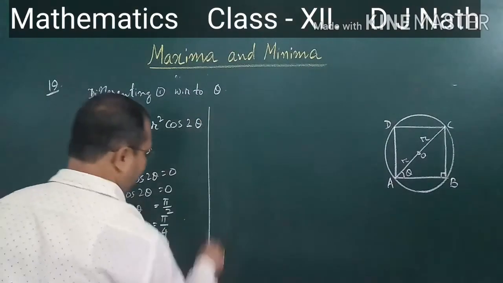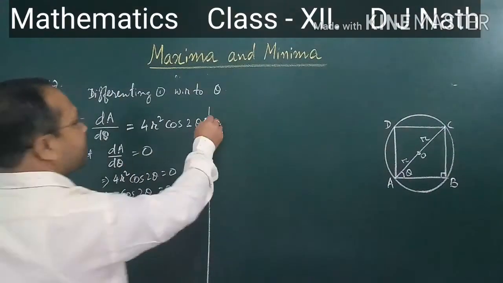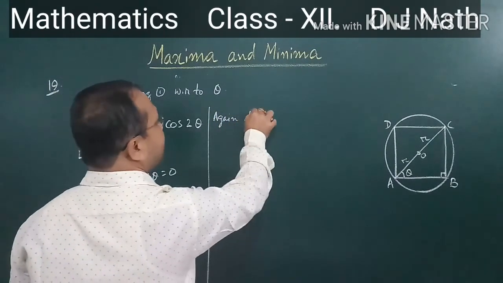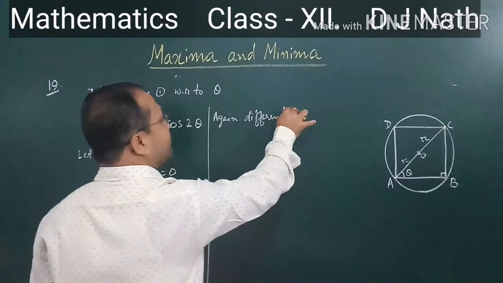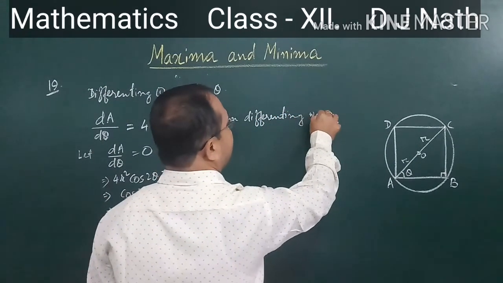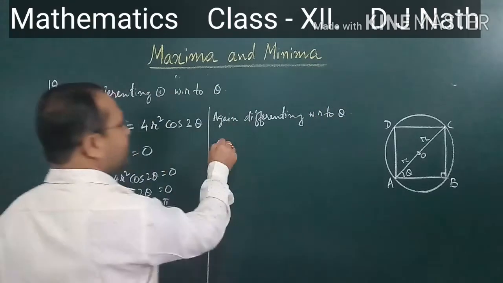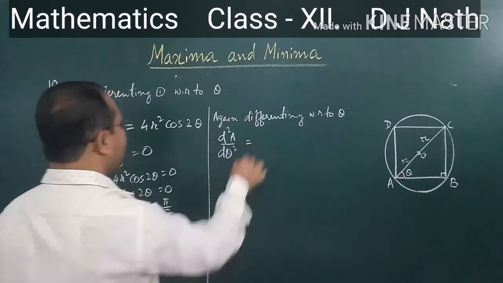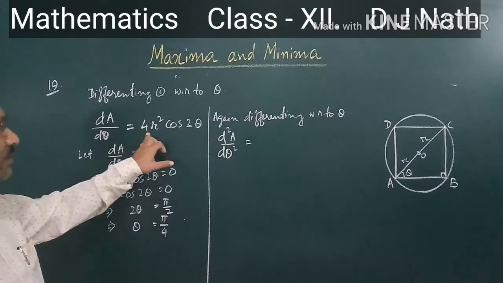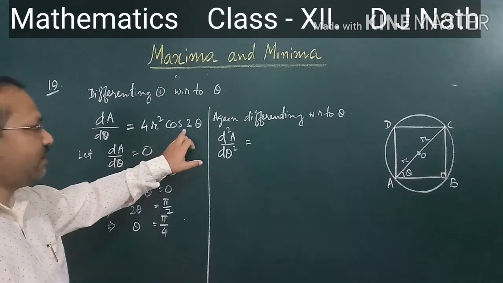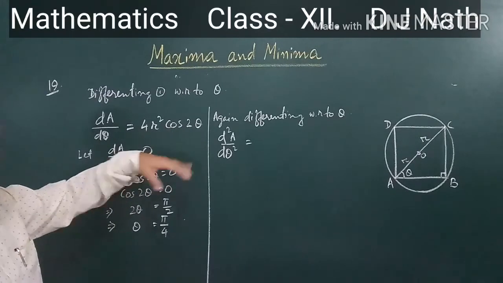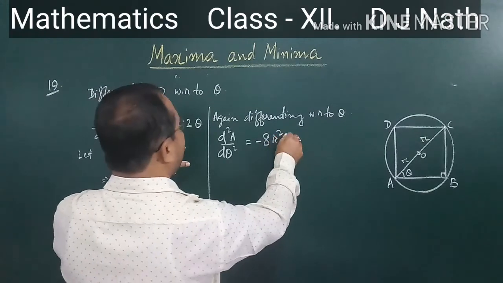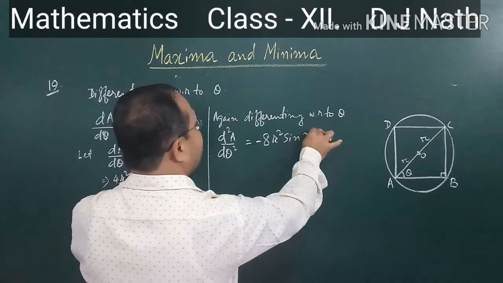So how do we do it? Again differentiating with respect to theta, d square A by d theta square. Here 4r square is constant, and the derivative of cos 2 theta is minus sin 2 theta into 2. So it is minus 8r square sin 2 theta.